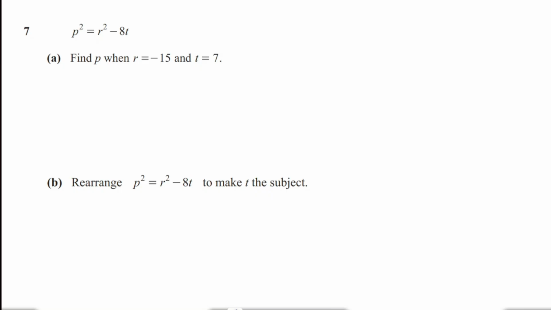After 6, we'll be having problem number 7. That is quite an easy peasy problem. So p square equals r square minus 8 times t. We have been given some values. r has been given here, t has been given here. We are going to find the value of p. Since we are having a p square, it means we are having a quadratic here. Whenever we are having a quadratic here, we are always expecting two values as the answer.